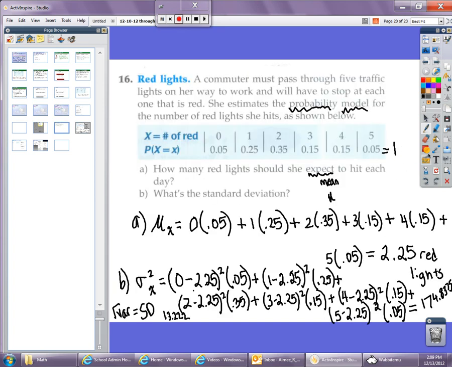So the first thing that I wanted to do is an example of number 16, which was one of your homework assignment problems that you had to do for homework.